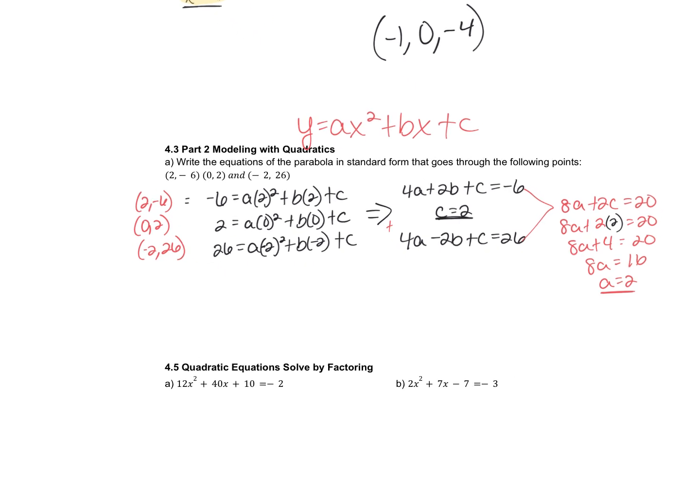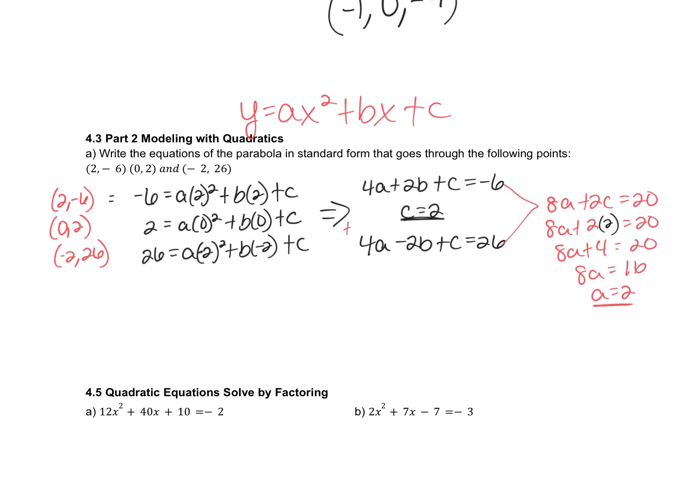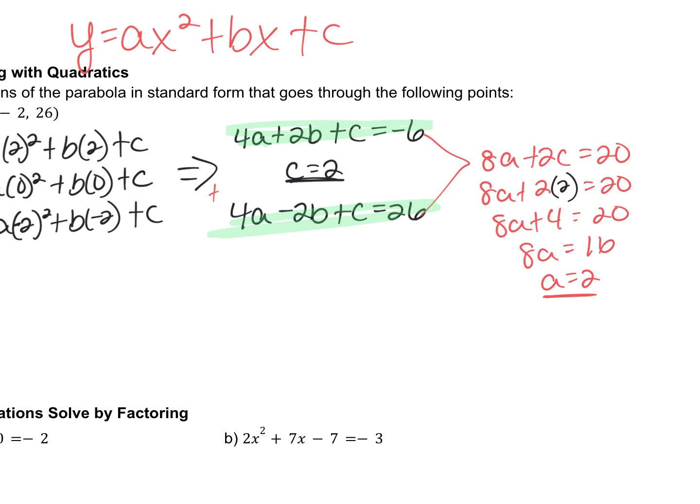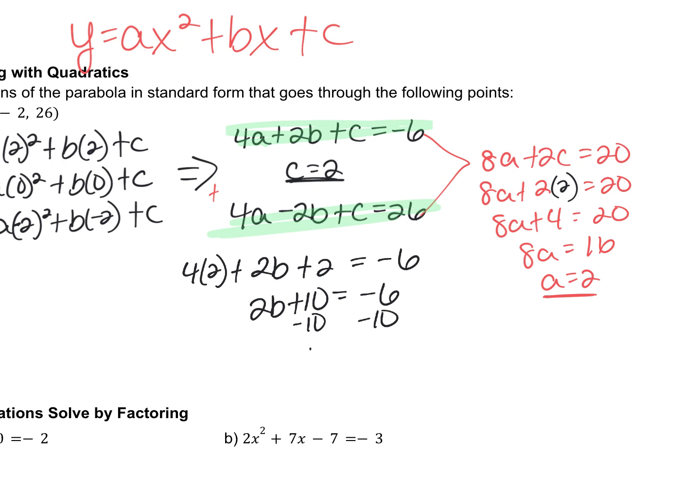Let's figure out b. So I need to plug it into one of these equations right here or here. It doesn't matter, I'm just going to pick the top one. Okay, so I have 4, and I know my a is 2, so 4 times 2 plus 2b plus 2 equals negative 6. Right, that's 8 plus 2, so 2b plus 10 equals negative 6, minus 10, 2b equals negative 16, divided by 2, b equals negative 8.